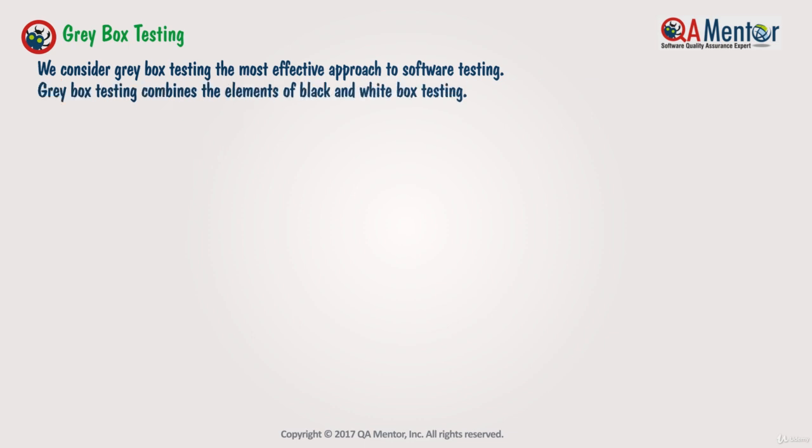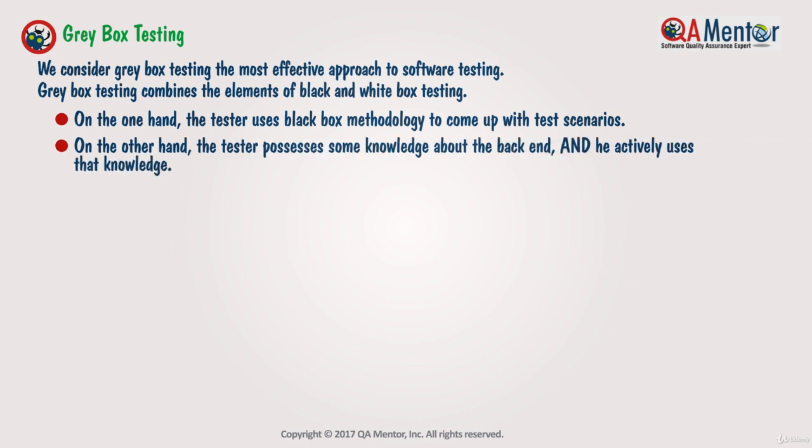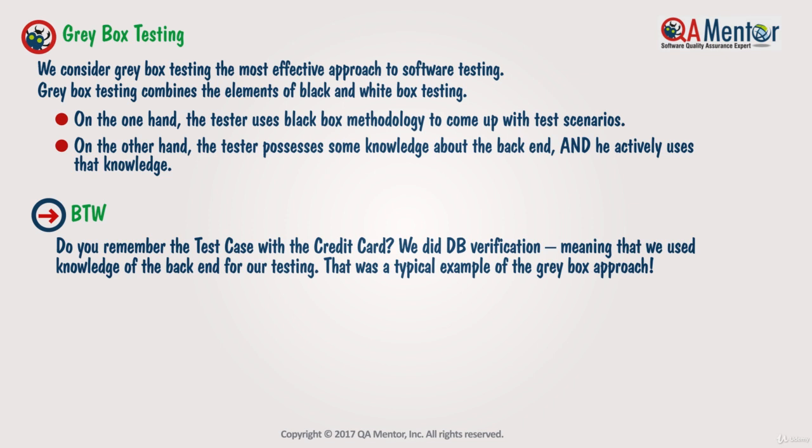Gray box testing. We consider gray box testing the most effective approach to software testing. Gray box testing combines the elements of black and white box testing. On the one hand, the tester uses black box methodology to come up with test scenarios. On the other hand, the tester possesses some knowledge about the back end, and he actively uses that knowledge. By the way, do you remember the test case with the credit card? We did DB verification, meaning that we used knowledge of the back end for our testing. That was a typical example of the gray box approach.